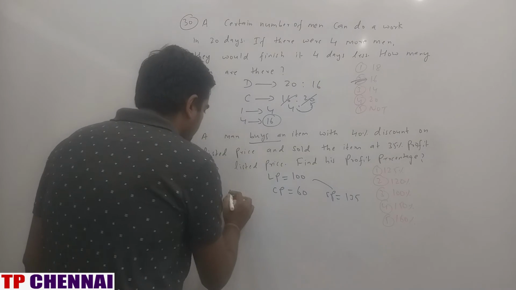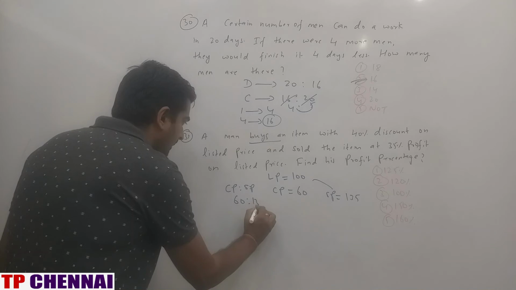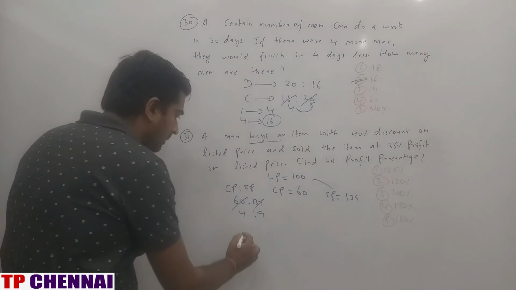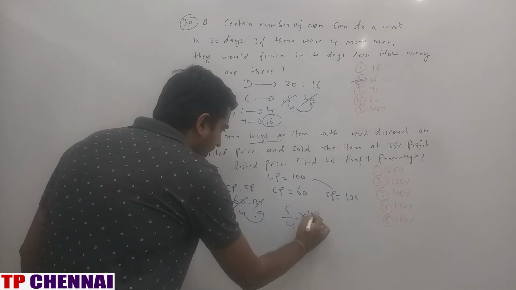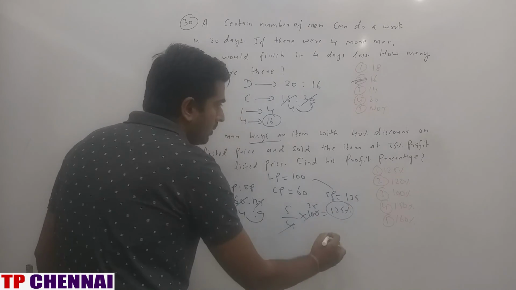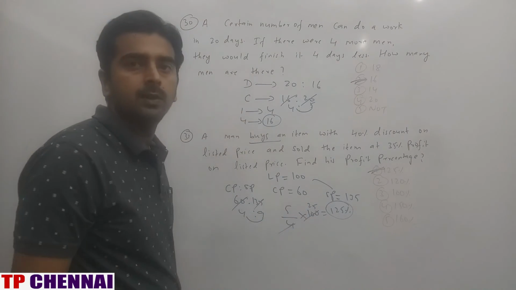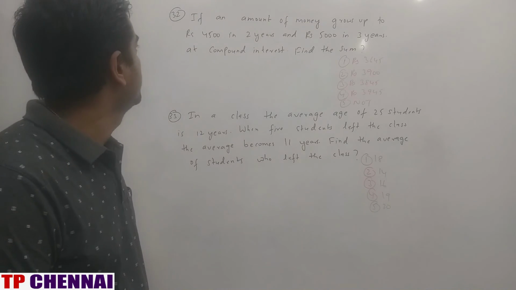So here CP, SP: 60, 135. 15 4s are 60, 15 9s are 135, right? So how much more? 75. 5 divided by 4 into 100. What is my answer? 125%, which is nothing but first option. So I hope you're clear with the previous question. Now we'll see next two questions.